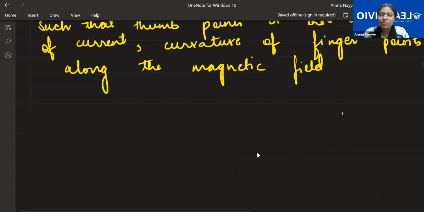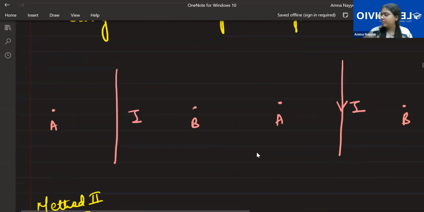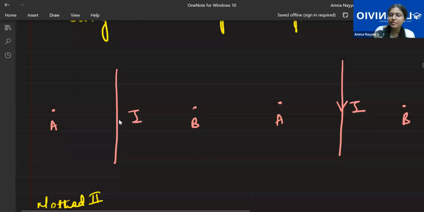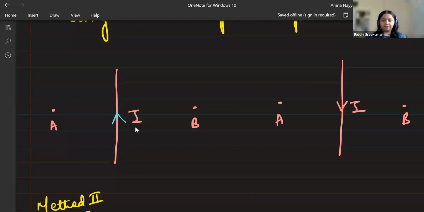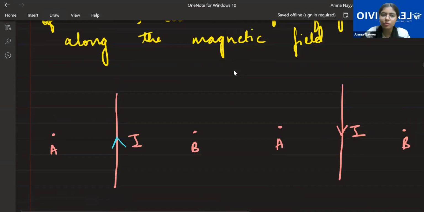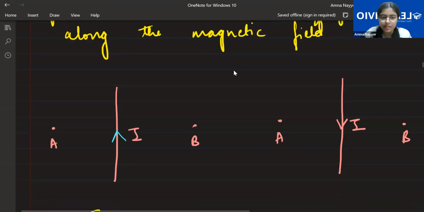Now let me tell you the second method, so that whichever method you are comfortable with, you can answer with that. Let's say the current is upwards, the same thing. I know this is outwards and this is inwards, so with both methods we should get the same answer.